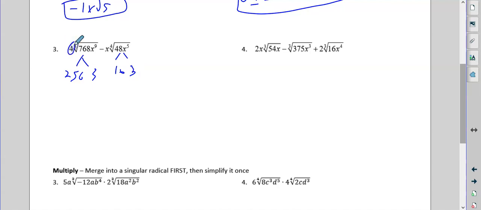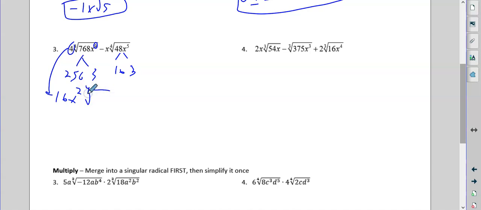Now, don't forget that there's a 4 out here. Bring that down. So the 4th root of 256 is 4, times the 4 that was already there is 16. Now we're going to divide the 9. 9 divided by 4 is 2 groups of 4, which is going to leave 1 left over.